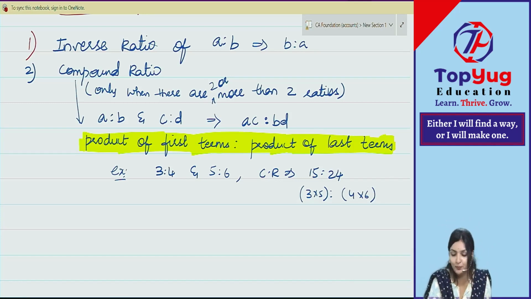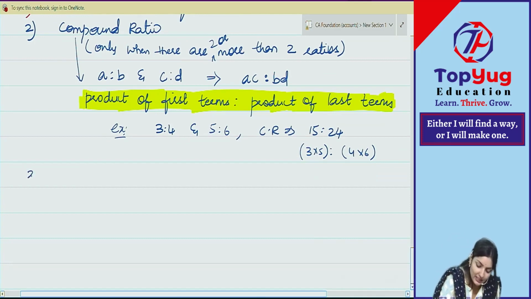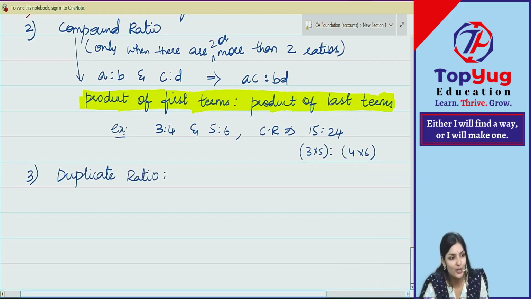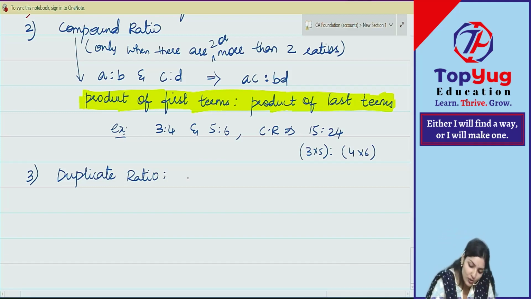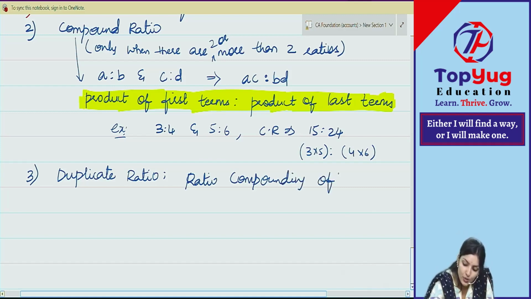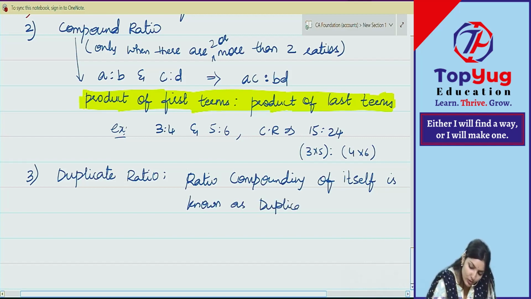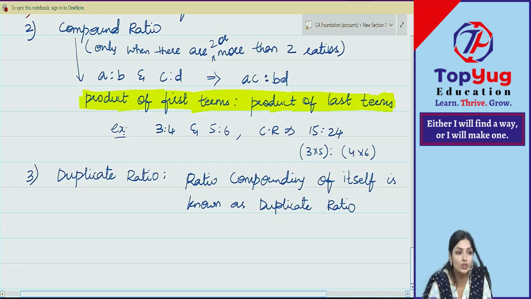Shall I proceed further? Now the next one is duplicate ratio. First I'll tell you the technical terms of this, after that I'll tell you in very simple language. Ratio compounding of itself is known as duplicate ratio.